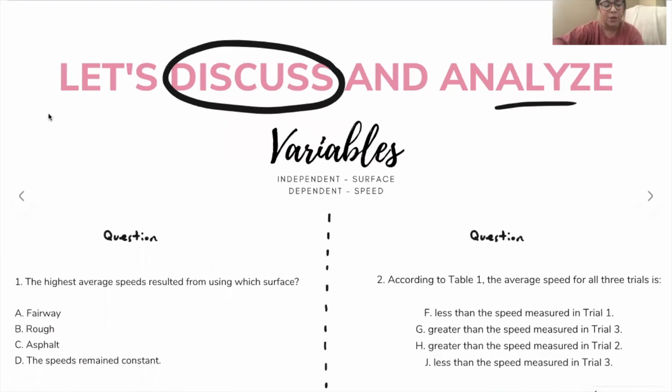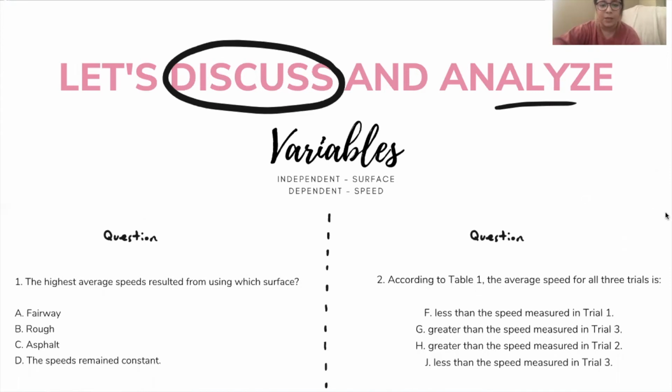So based off of that, let's go ahead and try to look at our questions. We have 2 that we're going to do real quick. One is asking us, the highest average speeds resulted from using which surface? And then, according to table 1, the average speed for all 3 trials is what? So again, we know our variables. Our question is asking us highest average speed, so we know we're going to look at all of the data that we're seeing. And question 2 is more specific to table 1.